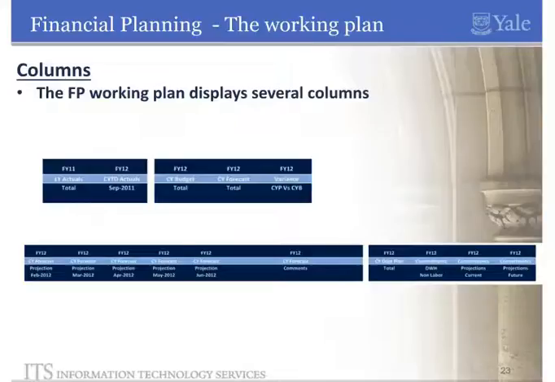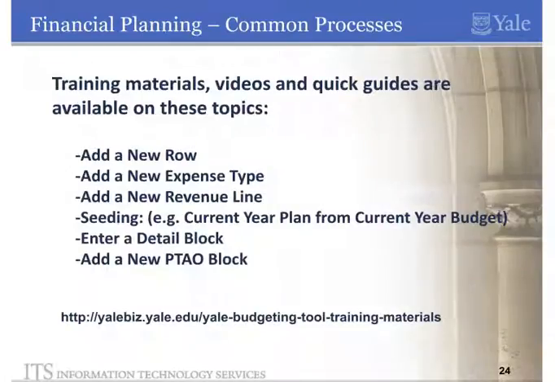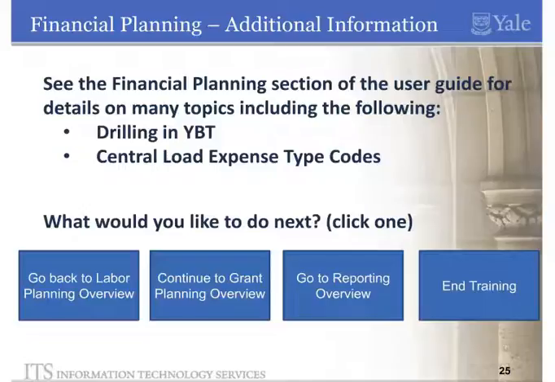Some of the columns available in the financial plan are displayed on the screen. Consult the YBT User Manual for a complete description of the columns available in the financial plan. For additional detail on the financial plan, including videos and guides on many of the common processes, visit the Training Materials page at the address displayed on the screen. You'll want to consult the User Guide, which is located on the Training Materials page, for details on many financial planning topics, including how to drill in YBT and the central load expense type codes.